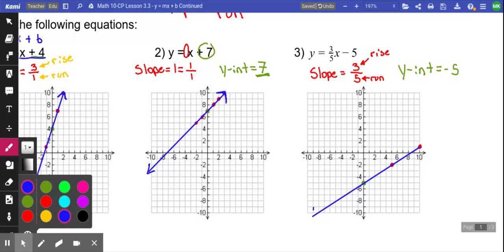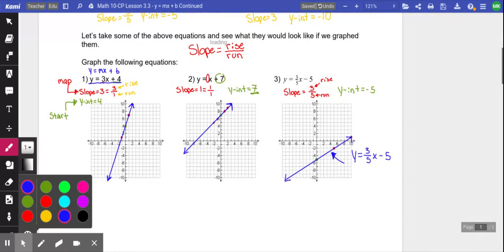This blue line represents our equation y equals 3 over 5x minus 5. That's what this line means. It has a slope of 3 over 5 and a y-intercept of -5.